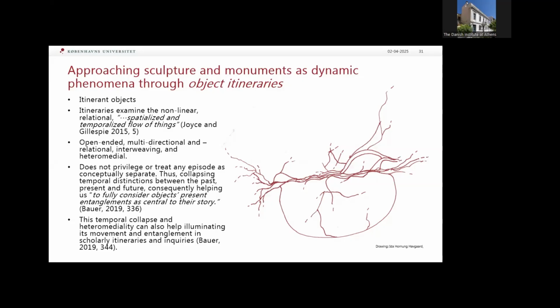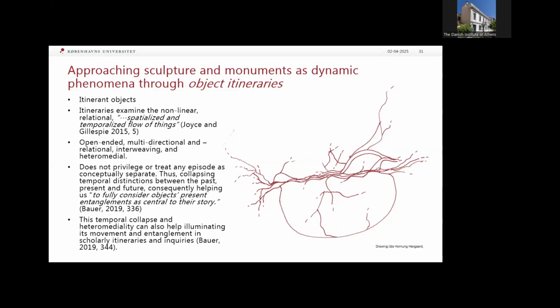And itineraries, unlike biographies, examine the non-linear, relational, spatialized and temporalized flow of things, and recognize that motion does not necessarily equal physical movement in three-dimensional space, but also embrace heteromediality and the metamorphosis of material objects into other mediums. Object itineraries are open-ended and multidirectional, thus allowing us to understand present entanglements as well as past, and acknowledge future possibilities. And I think an important aspect of this approach is that it recognizes all episodes as equals.